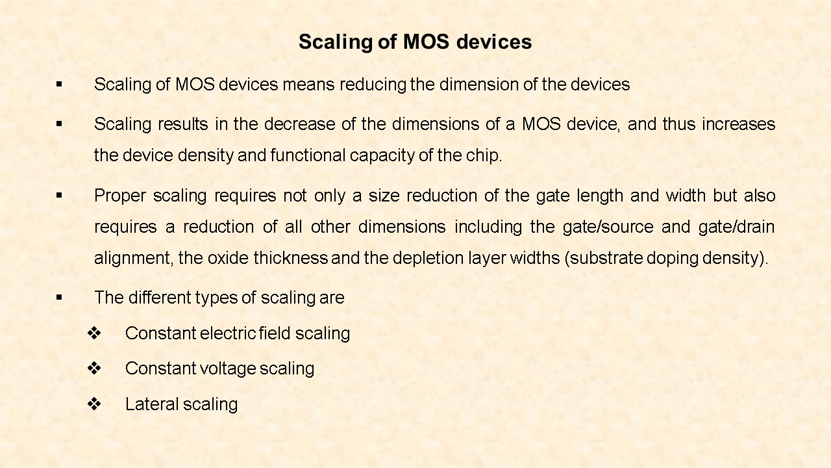Proper scaling requires not only reduction of gate length and width, but also reduction of all other dimensions like the gate to source, gate to drain alignment, the oxide thickness, the depletion layer width. The depletion layer width scaling also implies scaling of substrate doping density. The different types of scaling are constant electric field scaling, constant voltage scaling and lateral scaling.